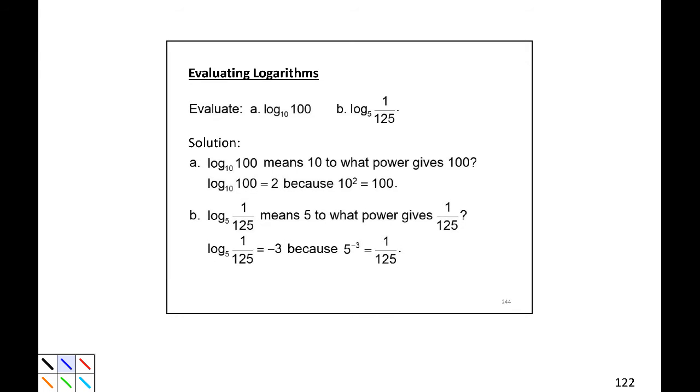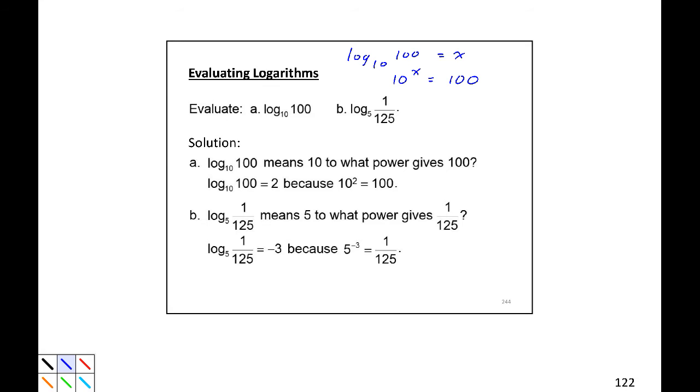In order to evaluate logarithms, there are a few equivalent ways to find the value. So first, we'll evaluate, for our first question, log base 10 of 100. The question we can ask ourselves is, 10 to what power gives us 100? Now that is the equivalent of writing log base 10 of 100 equals x, and then writing this as an exponential form, which would be 10 to the x equals 100.